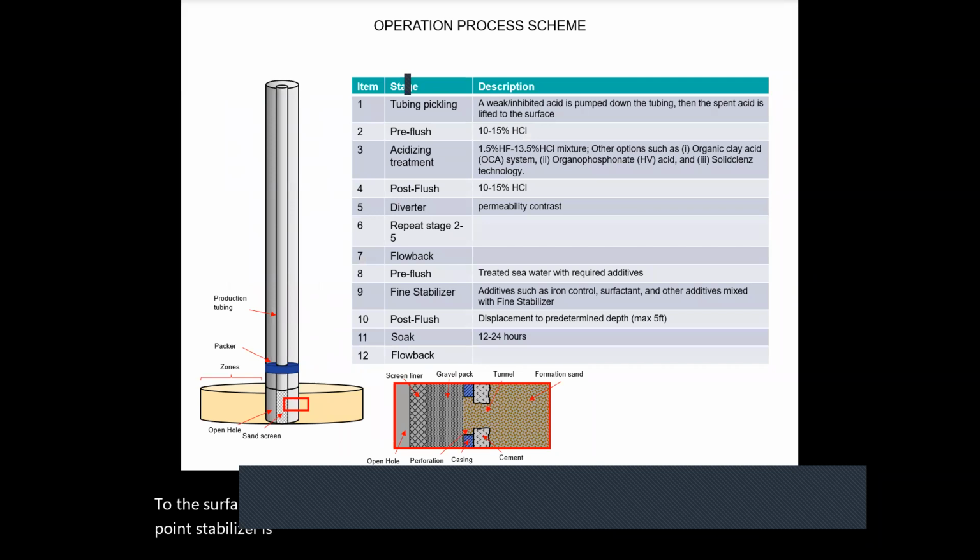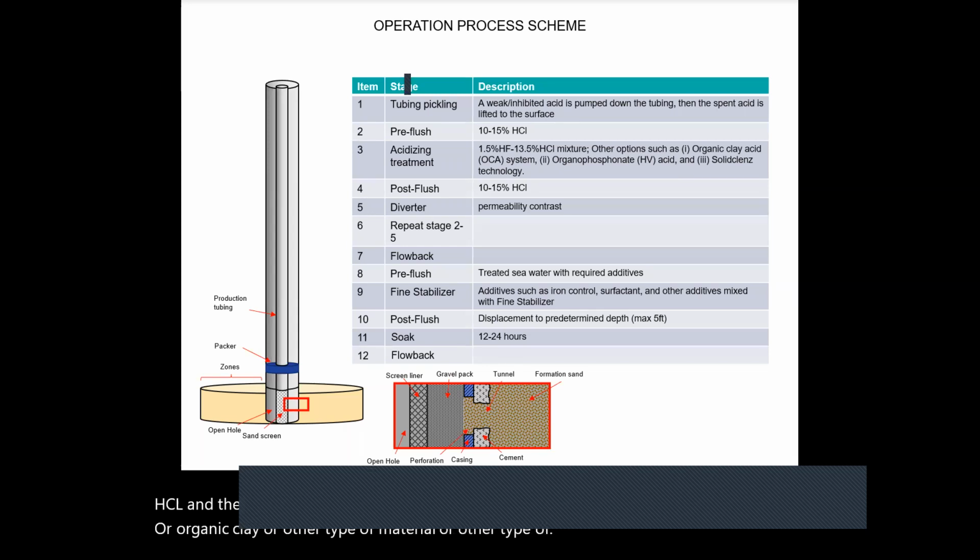So this is the operational process scheme. In the first stage, we have tubing pickling. The description is included here. In the pickling, we use a weak inhibited acid, pumped into the tubing, and then the spent acid will be lifted to the surface. The second is the pre-flush, normally 10 to 15% HCl. The third is the acidizing treatment, 1.5 HF to 13.5 HCl. Others are organic clay, or other types of fluids.